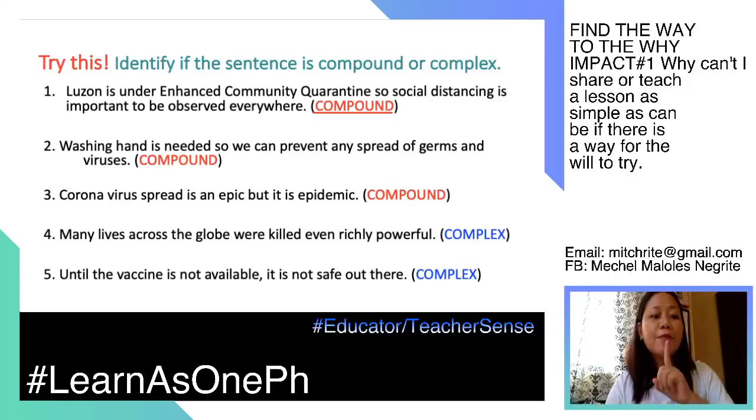Then, number 5, until the vaccine is not available, it is not safe out there. That is another complex sentence. So, until the vaccine is not available, comma, it is not safe out there. Until the vaccine is not available, that is our dependent clause. It is not safe out there, that is our independent clause. That's why it is a complex sentence.